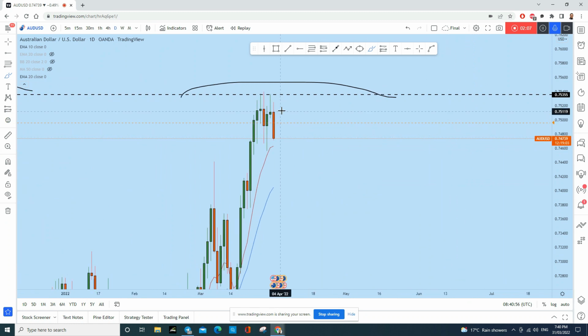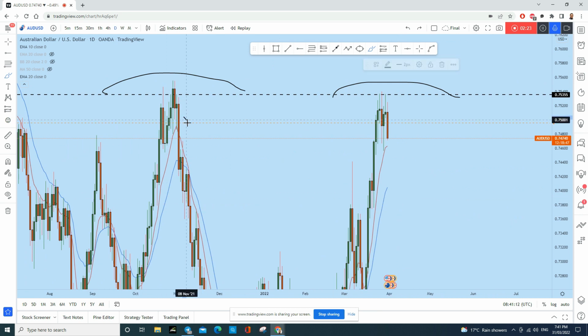On the daily we see there is also a double top formation. This is a textbook double top, nice looking. And in this current day of trading, we see that Aussie dollar is breaking towards the downside with this red candle. If you look at the past, the same thing happened here. We saw that Aussie dollar created a head and shoulder and broke down from this level of resistance.